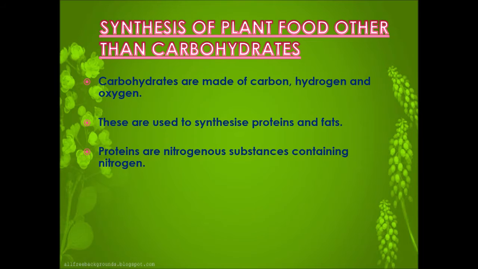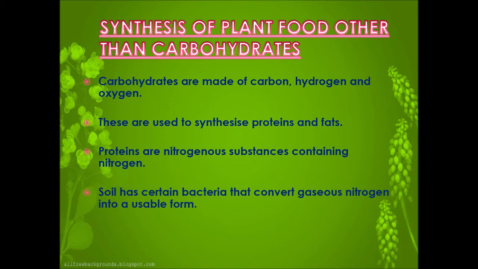You know that nitrogen is present in abundance in gaseous form in the air. However, plants cannot absorb nitrogen in this form. So the soil has certain bacteria that convert this gaseous nitrogen into a usable form and release it into the soil. These are absorbed by the plants along with water. That is why farmers add fertilizers rich in nitrogen to the soil. In this way, the plants fulfill their requirements of nitrogen along with the other constituents. Plants can then synthesize proteins and vitamins.